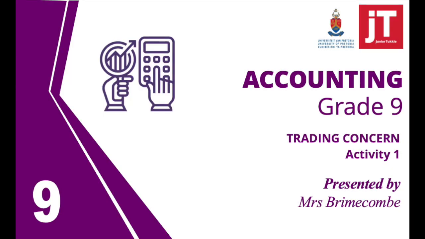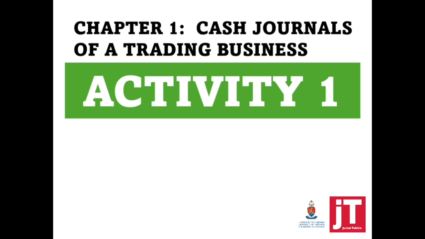I'm Mrs. Brimacombe. We're going to look now at Chapter 1, Cash Journals of a Trading Business. A reminder, in Grade 8, the focus was a service business. In Grade 9, the focus will be a trading business. So you're going to do everything that you've learned in Grade 8, completing cash journals, completing the accounting equation, the general ledger, the trial balance. But now we're going to add to that, and you're going to learn even more because the focus is now going to be a trading business. So we're also going to look in Grade 9 at different types of transactions.